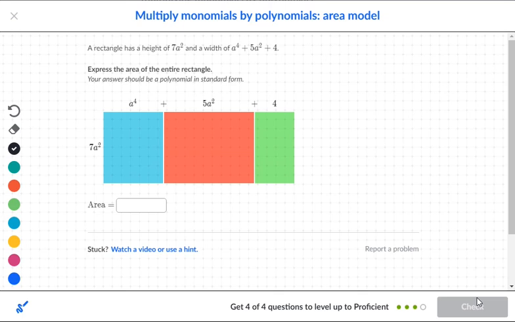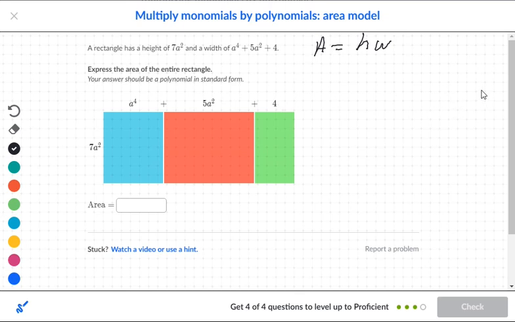Okay, again, we have a rectangle, so we know we're going to multiply two parts here. So we're going to say area. Normally we say area is length and width, but you can say height and width. So the height is 7a to the 2nd. The width is a to the 4th, 5a to the 2nd plus 4. This is in standard form.